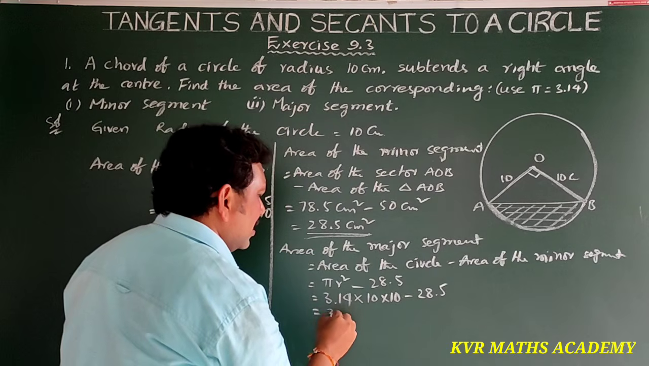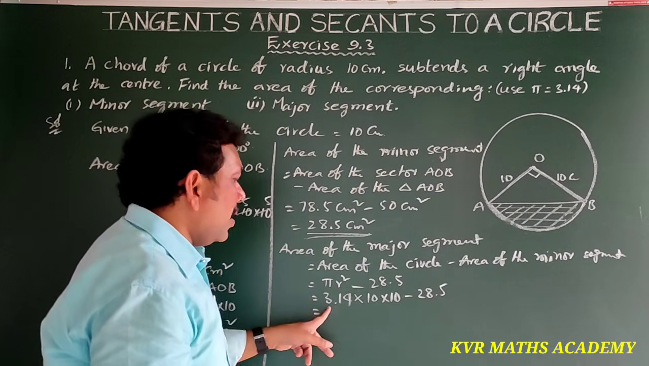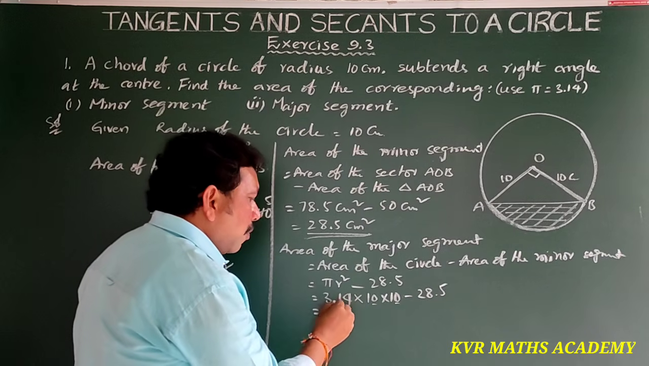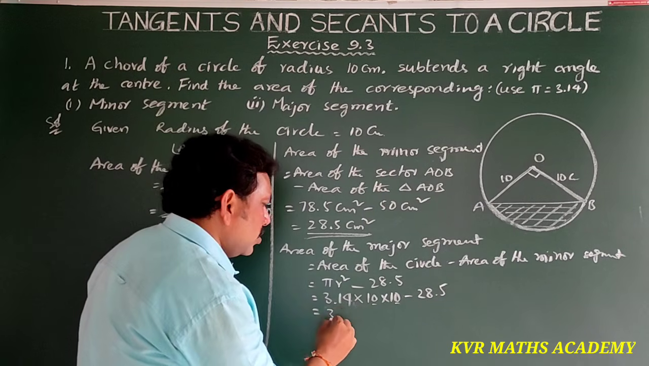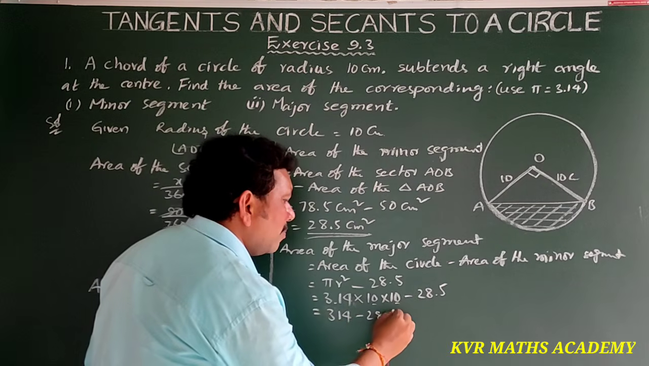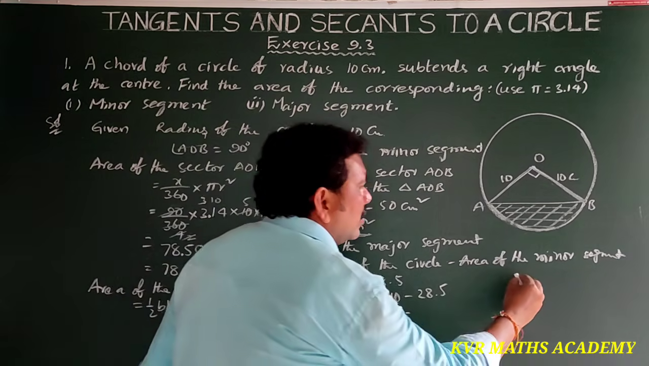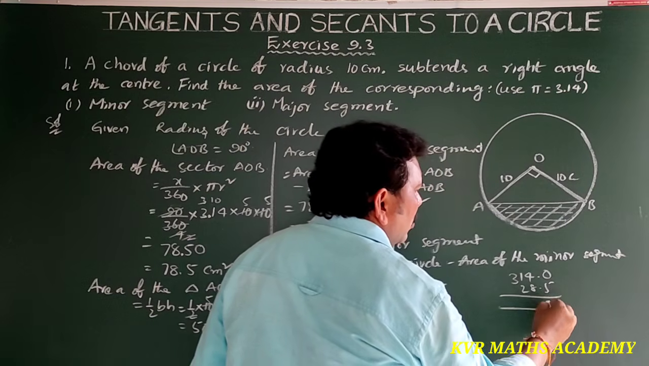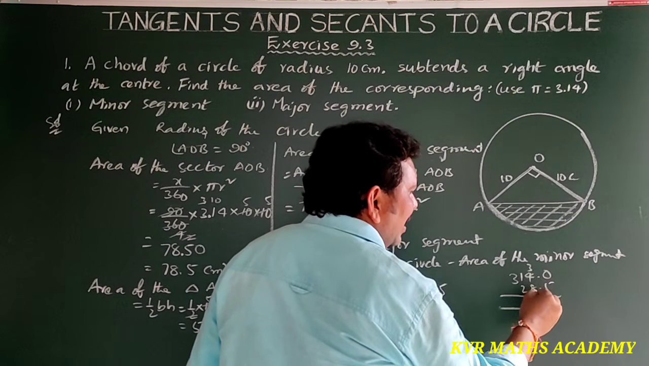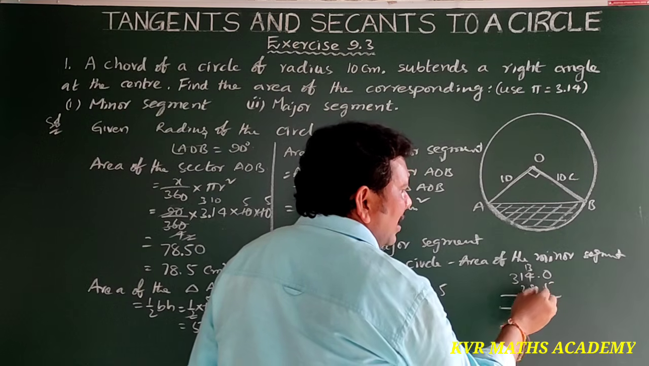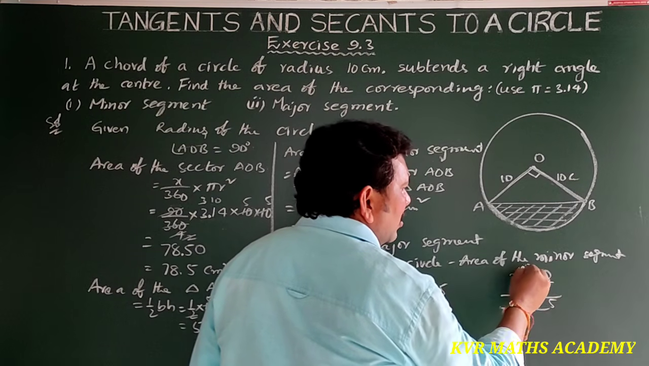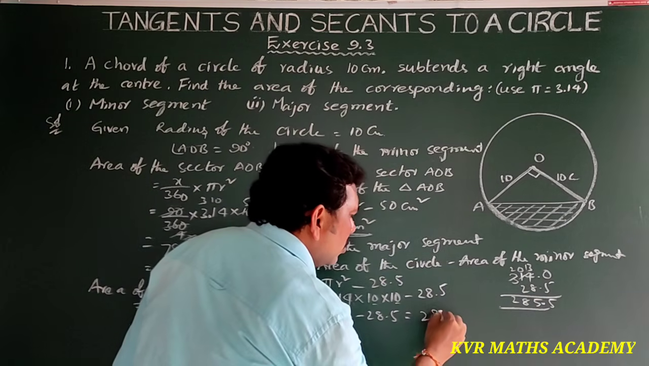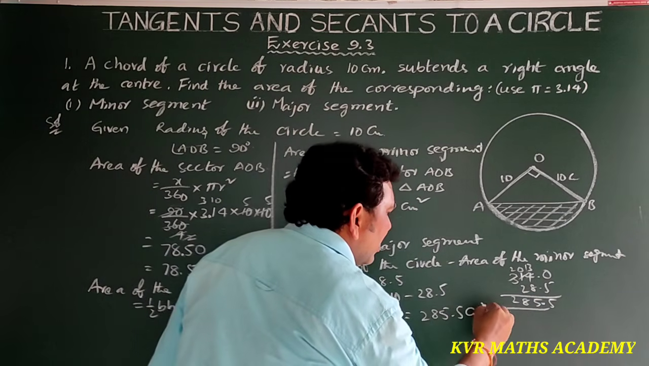So this is 3.14 into 10 into 10. Here there are 2 digits, so the point will exist after 2 digits. So 314 minus 28.5, that is equal to how much? 314 minus 28.5. Subtract here 0 5, this will be 3 minus, which means 13 minus 8 is 5. Here 0 8, here 2, 285.5 centimeter square.